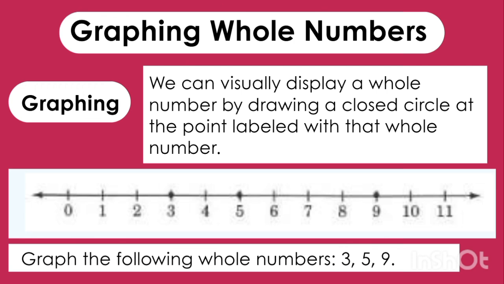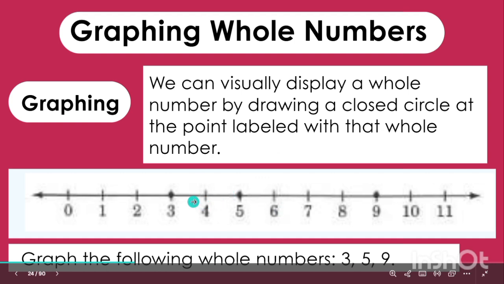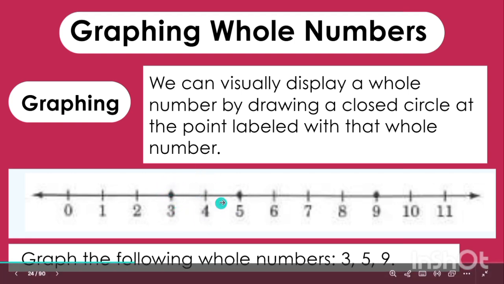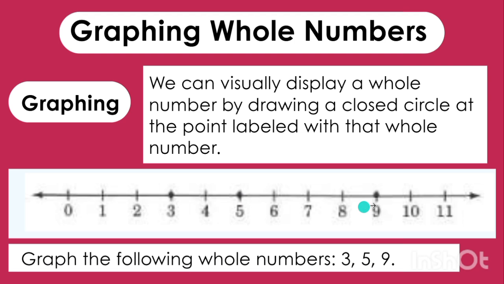Here, we can visually display the number 359 by using a number line. We put a point, a circle, on 3, then on 5, then on 9. We have 359.